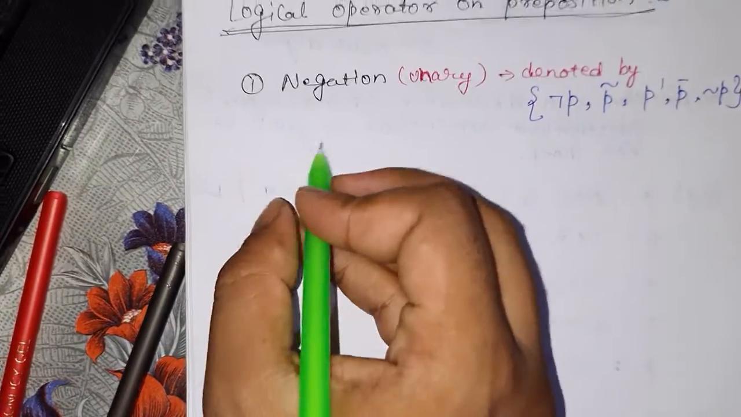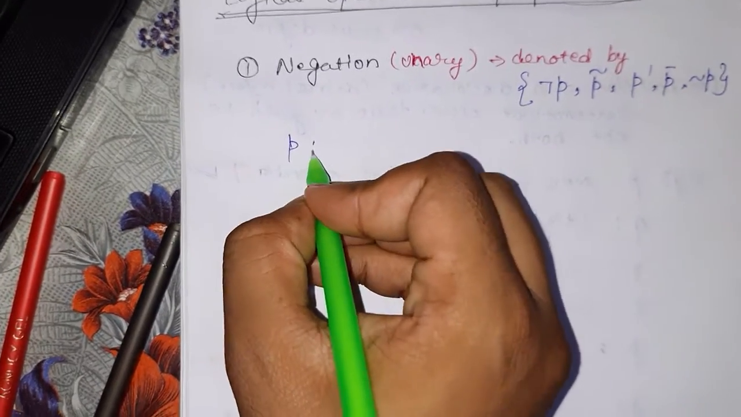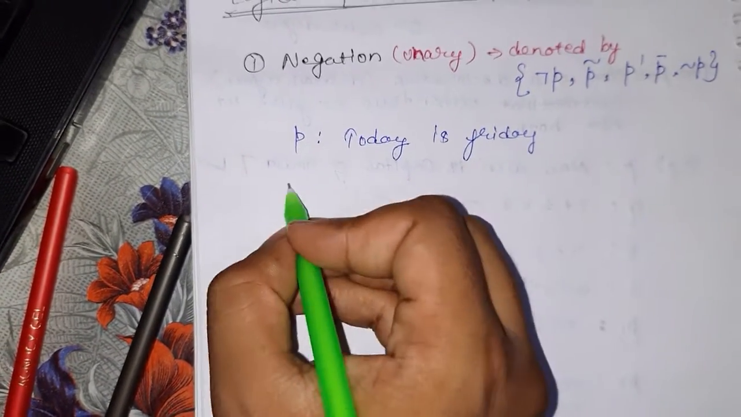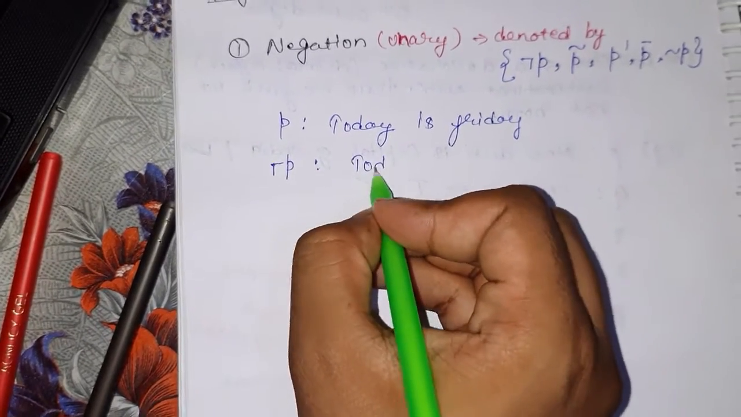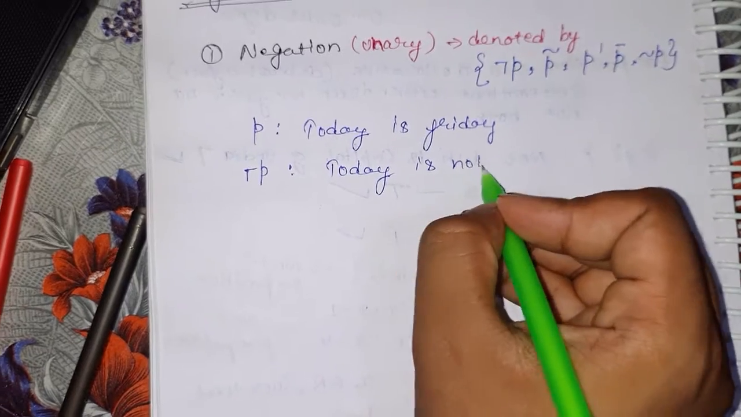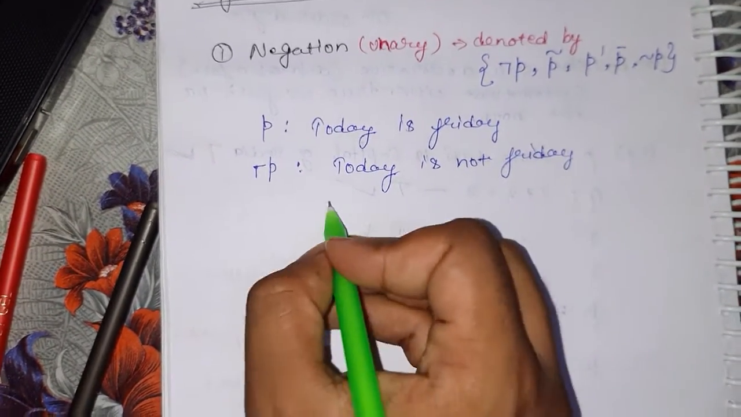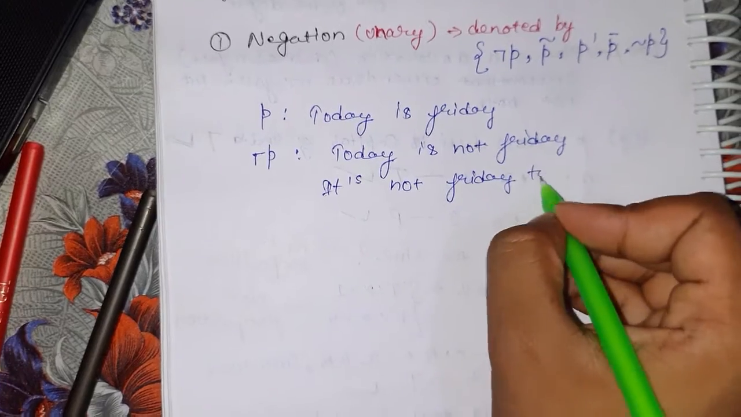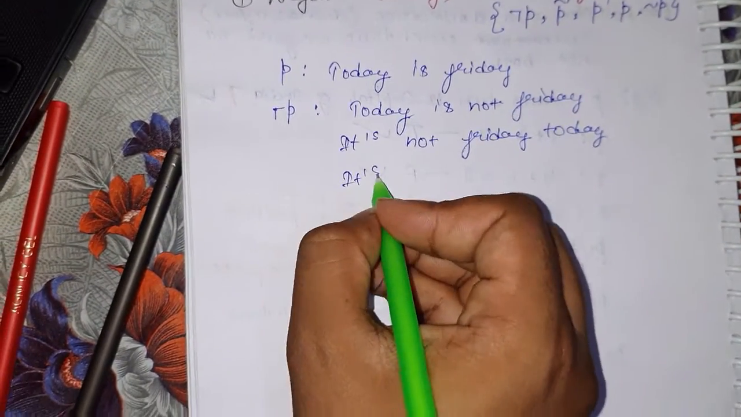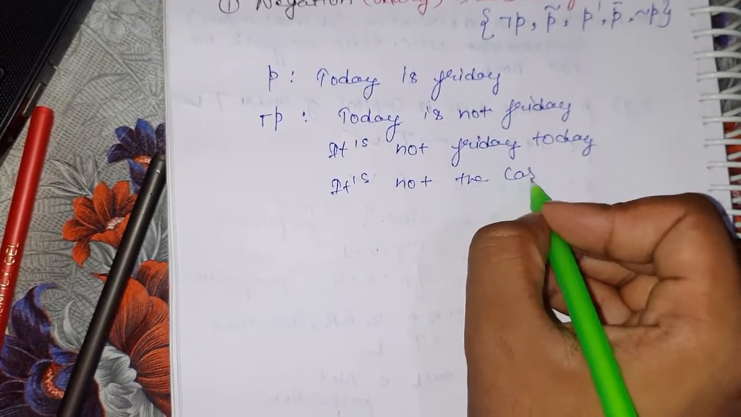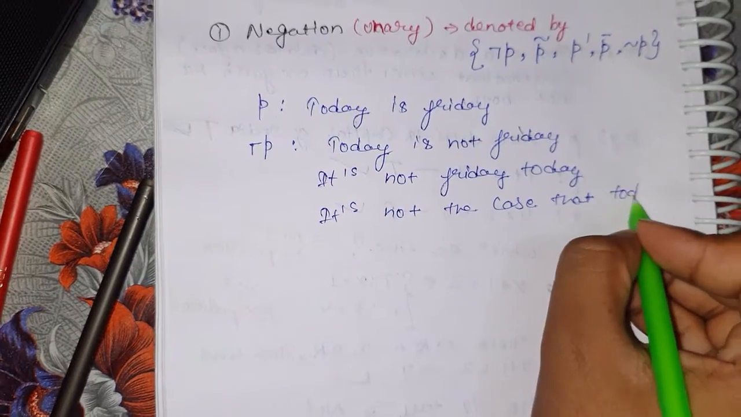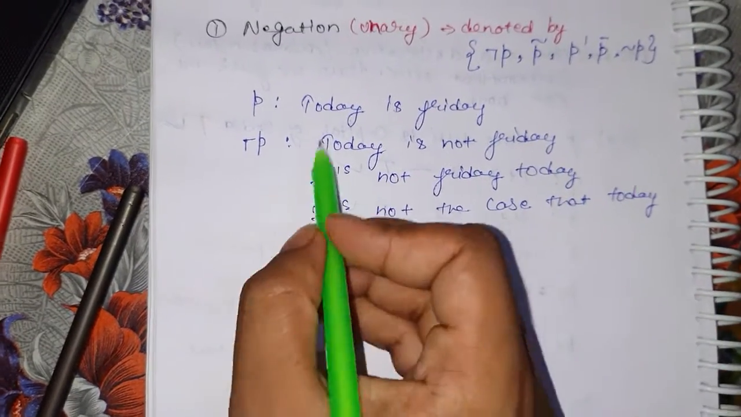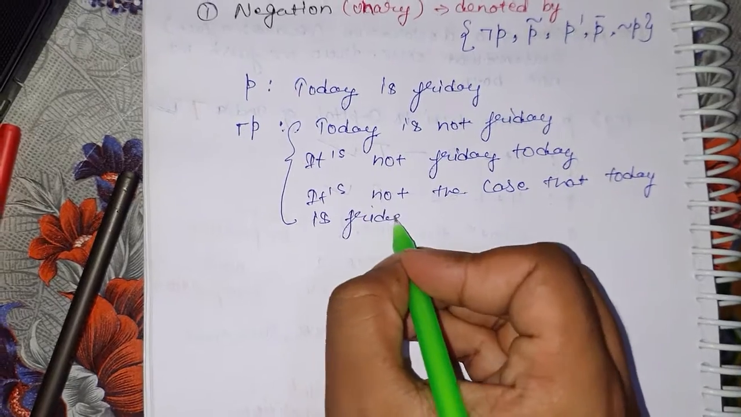Let's take an example. Suppose P is a proposition: today is Friday. So the negation of P is: today is not Friday, or it's not Friday today, or it's not the case that today is Friday. We can write the negation of P in many ways, and these are some of them.